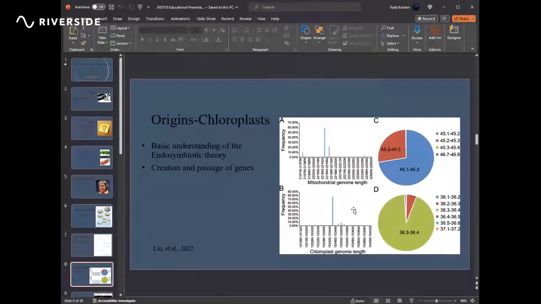Taking a look over here on the right-hand side, under letter B, the chloroplast genome length is longer than the genome length of the mitochondria.